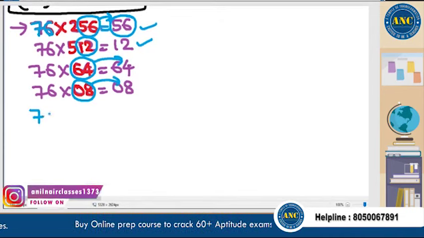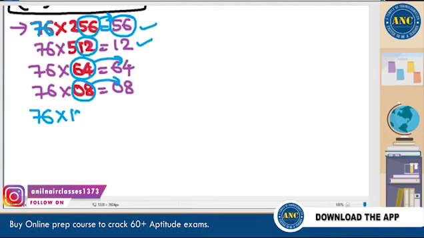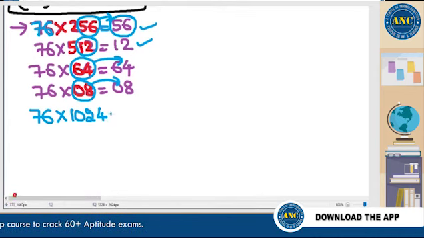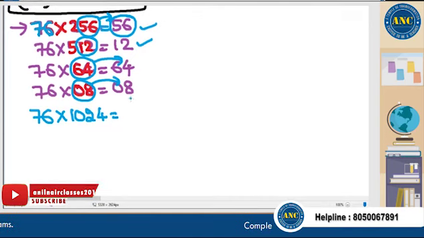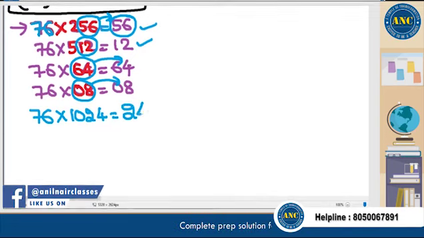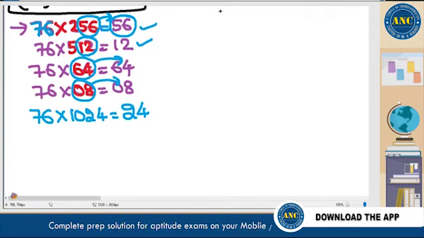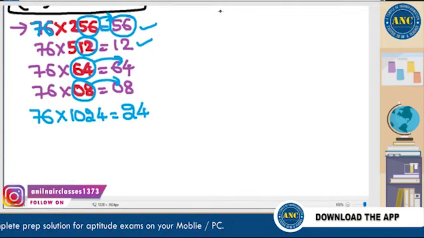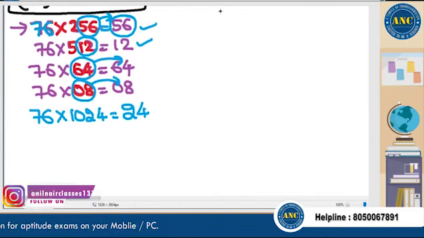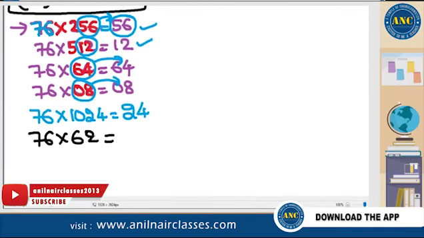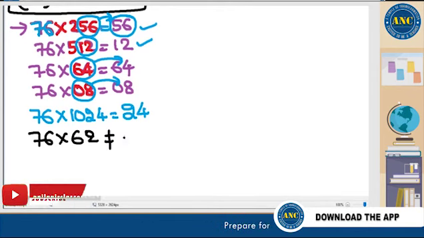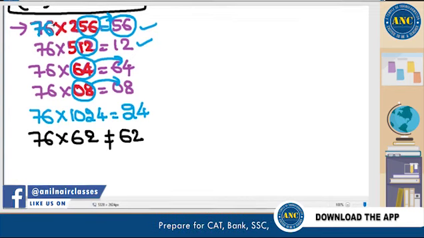Suppose, tell me the answer, sir. 76 multiplied with 1024. 1024 is also 2 power something, 2 power 10. Last two digits in the answer is how much? 24. Please remember, it is 76 multiplied by 2 power something only, not any other number. Suppose, for example, 76 multiplied with 62. 62 is not 2 power something. So the last two digits may or may not be 62.